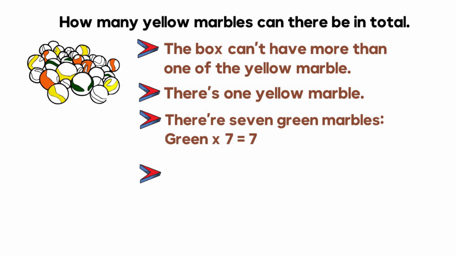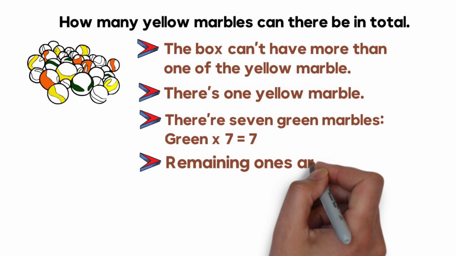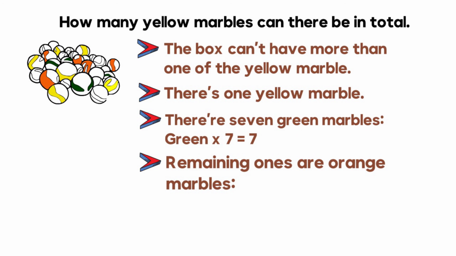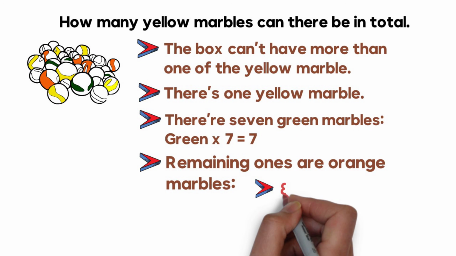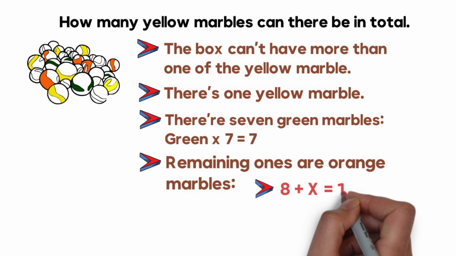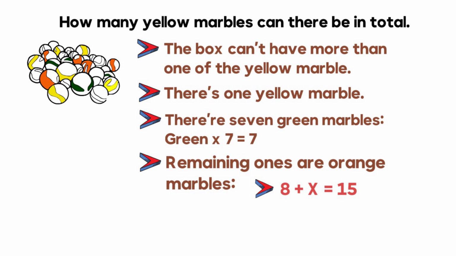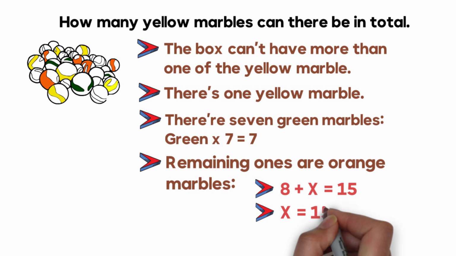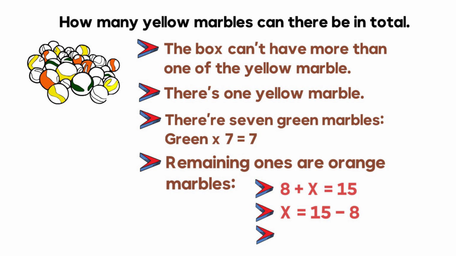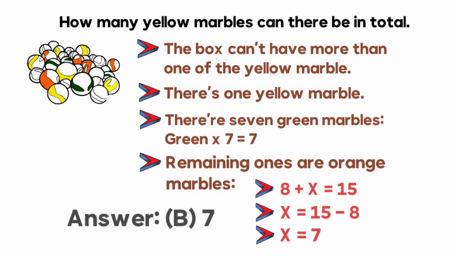So the only thing left is calculating how many orange marbles are out there. We can easily calculate it using the formula 8 plus x equals 15. So x is calculated by subtracting 8 from 15. The x equals 7. The correct answer here is choice B, 7. Hopefully you've nailed this question and now know how to answer similar problems on the test.